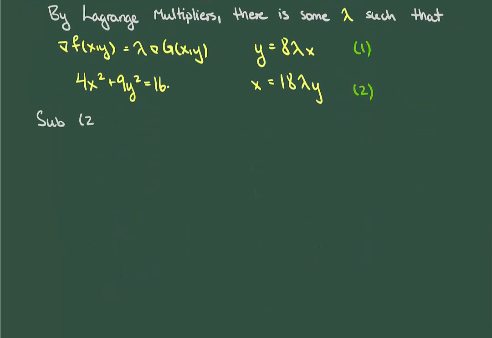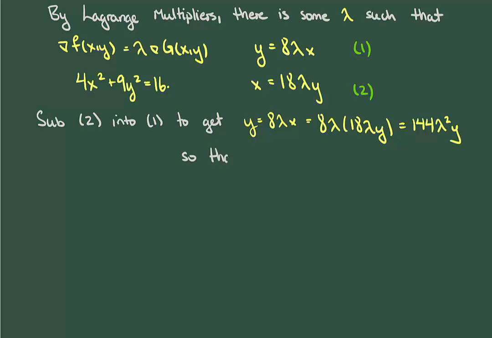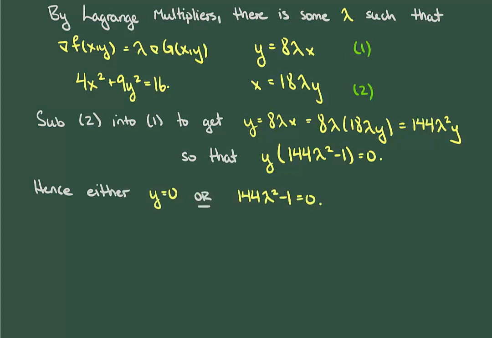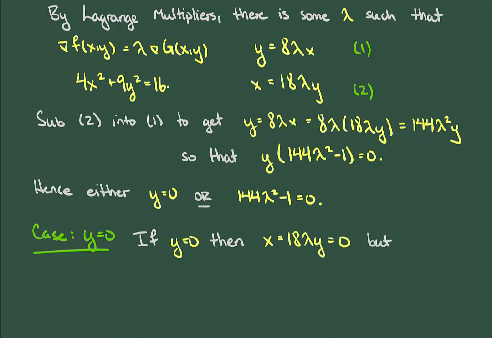We'll start by subbing 1 into 2 to get the following, which we can rearrange and factor like so. Thus, either y is equal to 0, or 144 lambda squared minus 1 is 0. So starting by assuming that y is 0, note that this in turn implies that x must be 0. But these must also satisfy the constraint, and they clearly don't. Thus, we reject this case out of hand.